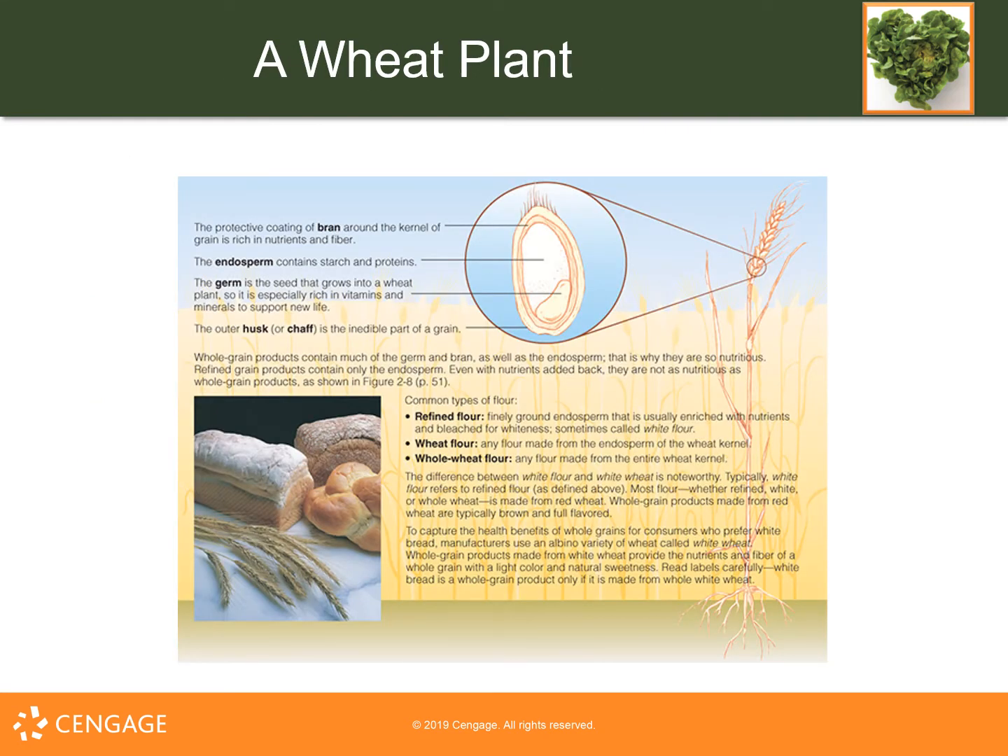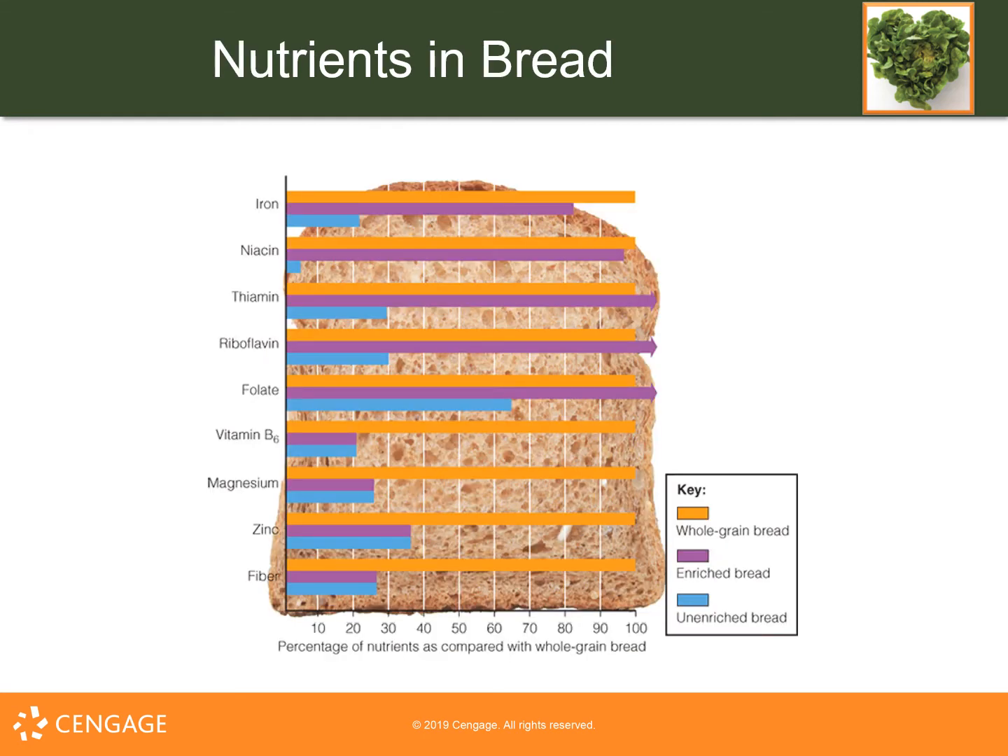This slide here is on the wheat plant, and it's an introduction to the grains. A wheat plant contains bran, endosperm, germ, and husk. Depending on how broken down the wheat plant is, it helps determine how whole or how refined the grain itself is. Nutrients in bread. This image compares the amount of B vitamins and other nutrients present in whole grain versus enriched versus refined breads. You can see whole grain is even more nutritious than enriched bread.